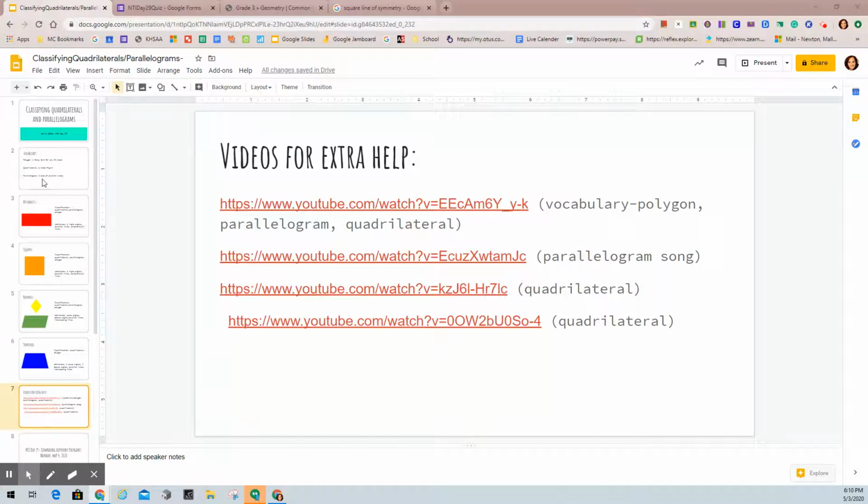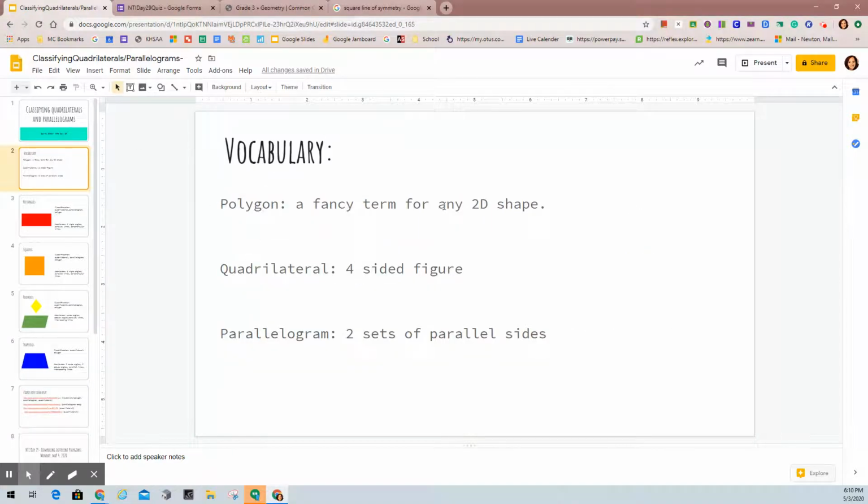If you guys remember some of the vocab that we went over, a polygon is just a fancy term for any 2D shape. And we looked at the fancy word quadrilateral. What is a quadrilateral? Well, we know that quad means four and lateral means side. So it literally means a four-sided figure. That can be any four-sided figure. We looked at a couple of examples such as rectangles, squares, rhombuses, trapezoids. Those are your typical standard quadrilaterals.